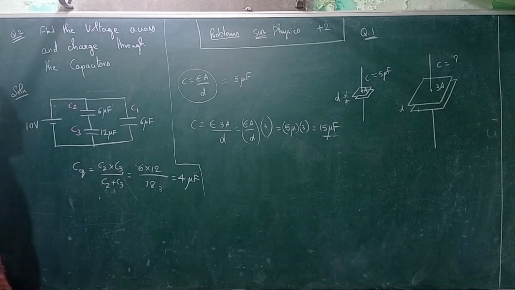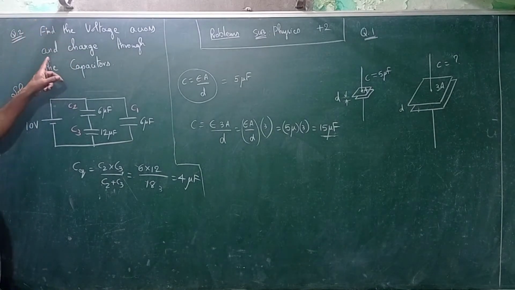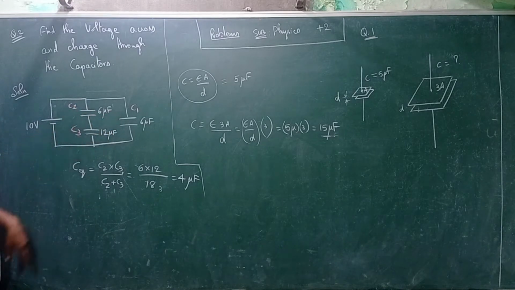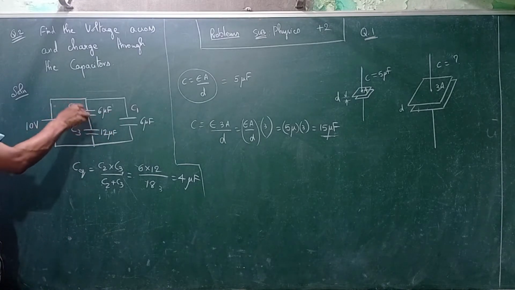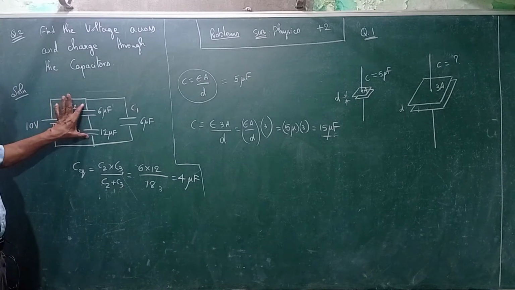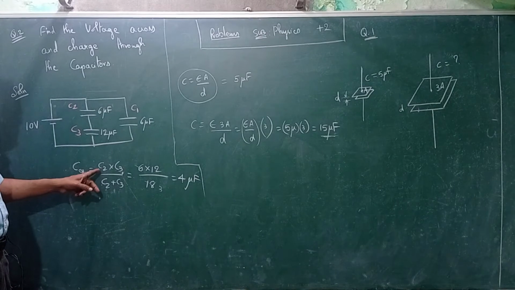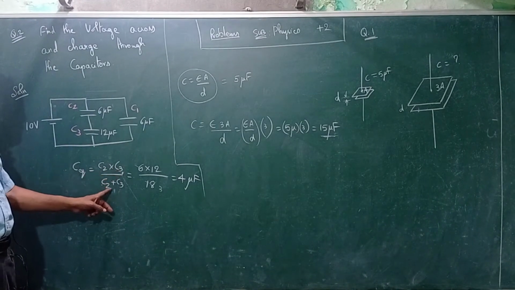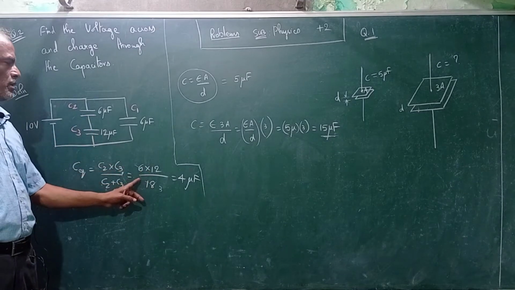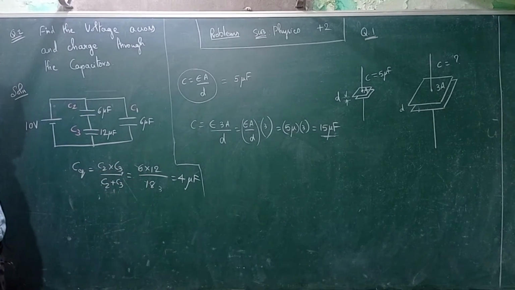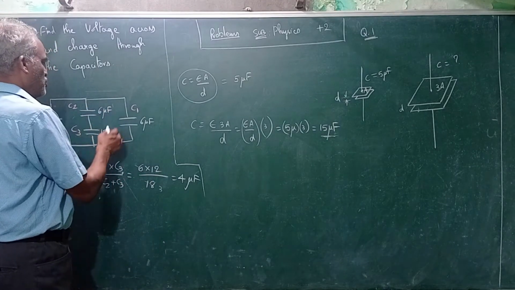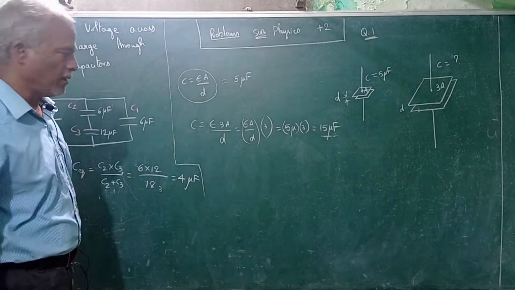Now this is question number 2. Find the voltage across and charge through the capacitors. So we have 3 capacitors, C1, C2, C3. C2 and C3 are in series. Therefore, the equivalent capacitance between these 2 points is C equivalent equals C2 into C3 divided by C2 plus C3. C2 is 6, C3 is 12, so 6 into 12 divided by 6 plus 12 is 72 by 18, which is 4. So the value of these 2 capacitances is 4 microfarad.